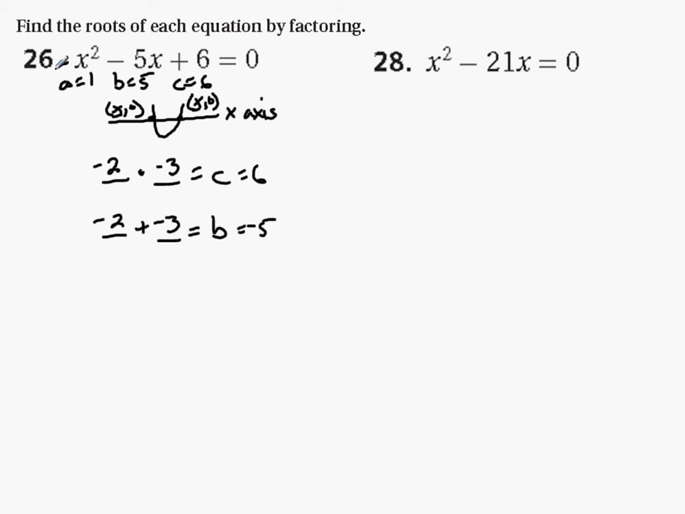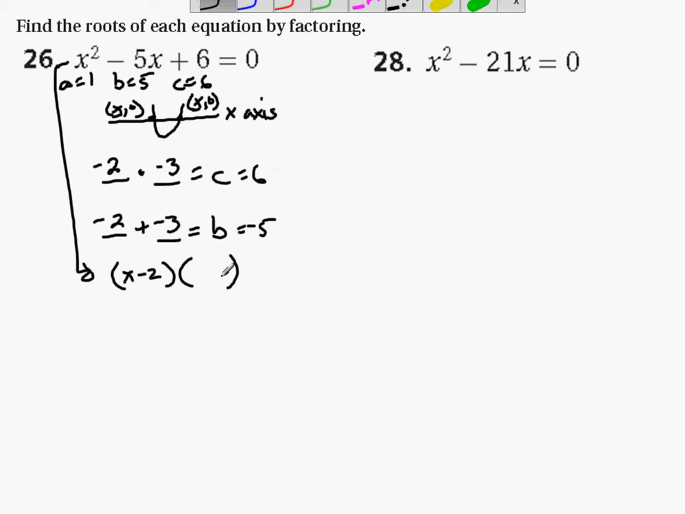So we are going to basically turn this trinomial, this three-term polynomial, into a multiplication problem. So my answer is going to be x minus 2 times x minus 3. If you were to FOIL this, you'd wind up getting x squared minus 5x plus 6.